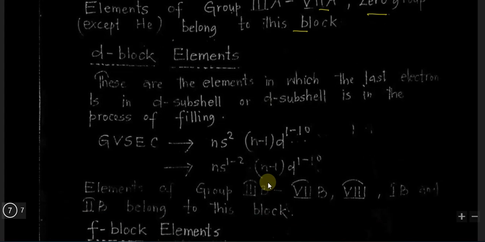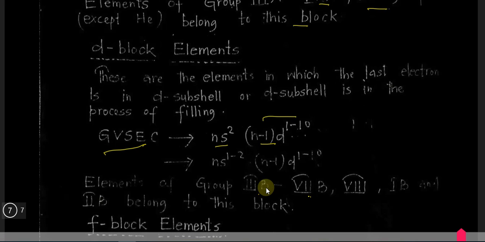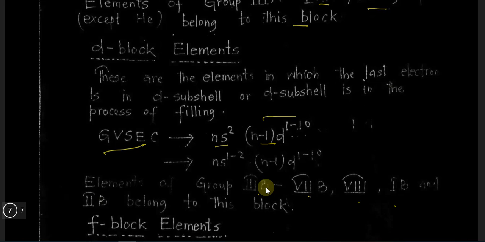Then D block elements. These are the elements in which the last electron enters the D subshell, which is in the process of filling. The general valence shell electron configuration is ns1-2 (n-1)d1-10. Elements of groups IIIB to VIIB, VIII, 1B and 2B belong to this block.